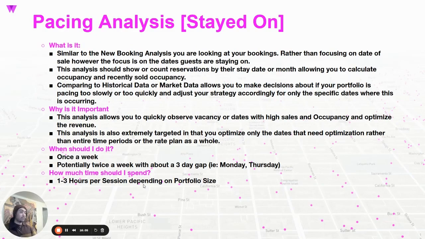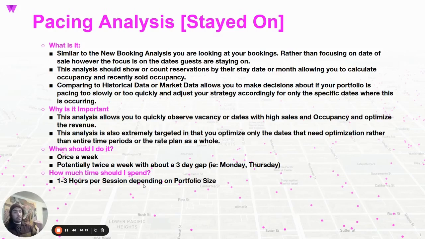When you're looking at a reservation list for the new booking analysis, you're really focused in on the individual reservation. It's very hard to see where those reservations are landing on the calendar and how many of them actually might be occurring for the same day. When you start building a pacing analysis, the goal is to have a visualization that shows all of your stayed on room nights or reservations and also highlight those sales.